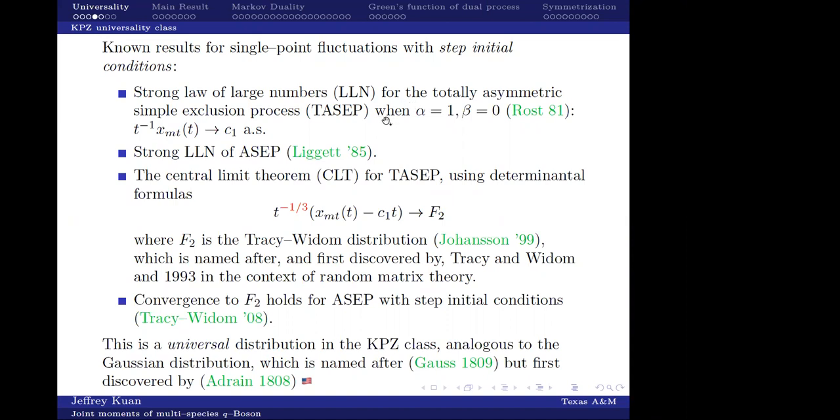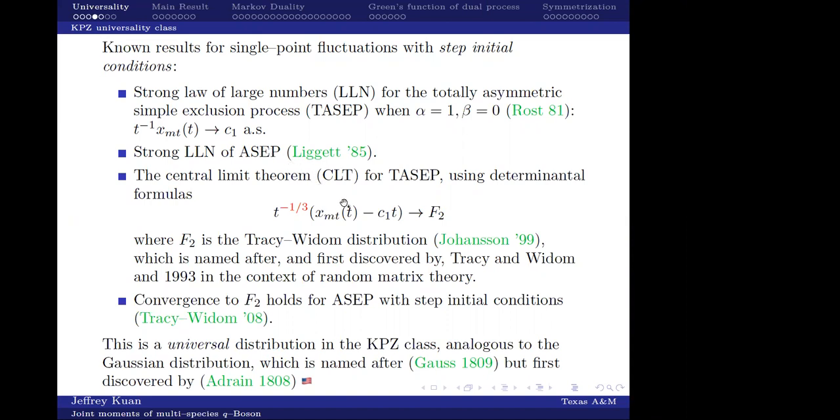Back in '81, Rost considered TASEP. That's when it's totally asymmetric, so jumps only go to the left. And he proves a law of large numbers. So you scale the tagged particle linearly in time, and the position of that is linear in t, and it converges almost surely to some number. And then a few years later, Thomas Liggett extended this result for ASEP, so alpha doesn't need to be 1.